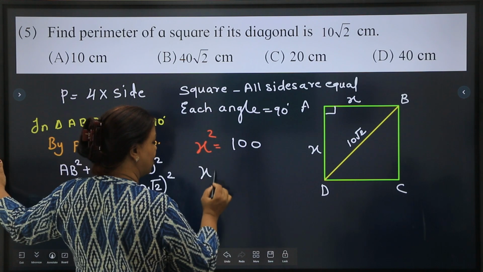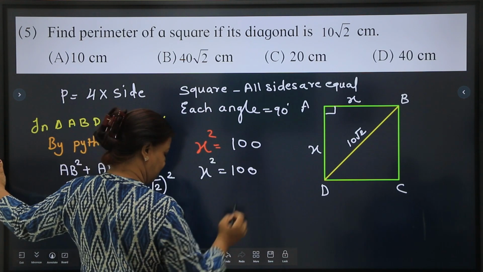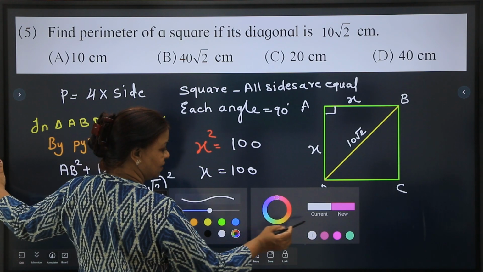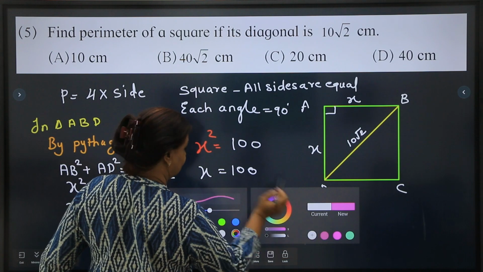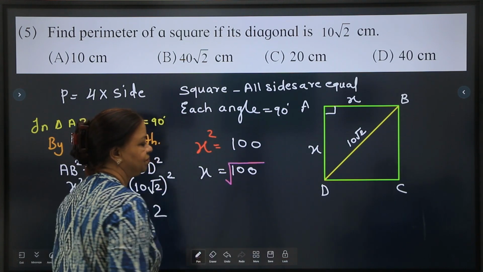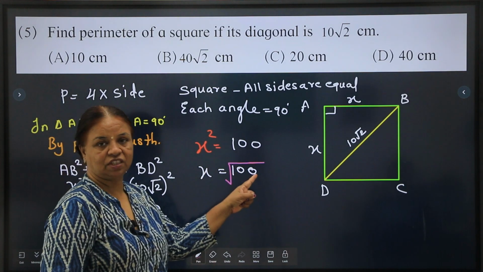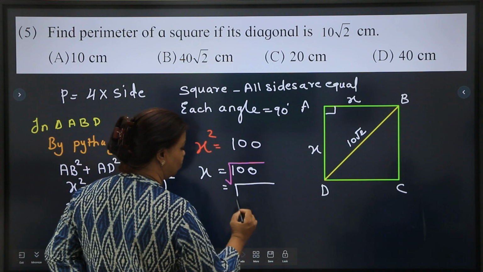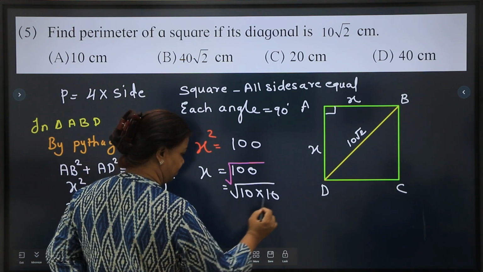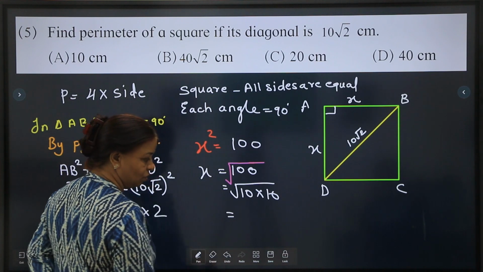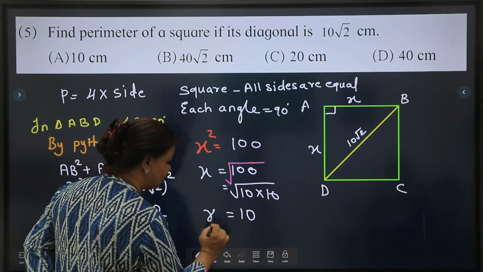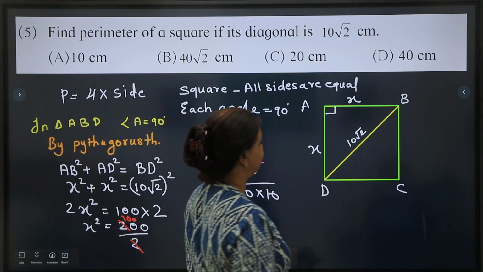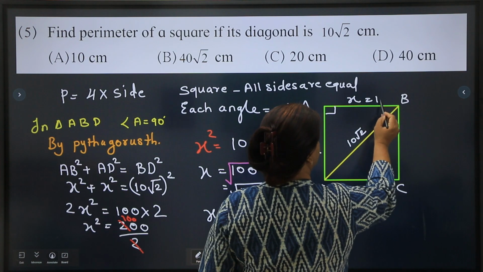And when I remove the square here, I have to place the square root on the other side. If we remove the square from here, we put the square root on the other side. So we will get x is equal to under the root 10 into 10. Since 10 is 2 times inside the root, it can come out 1 time. So x will be equal to 10. So the side of the square is 10 centimeter. We got the side as 10 centimeter.